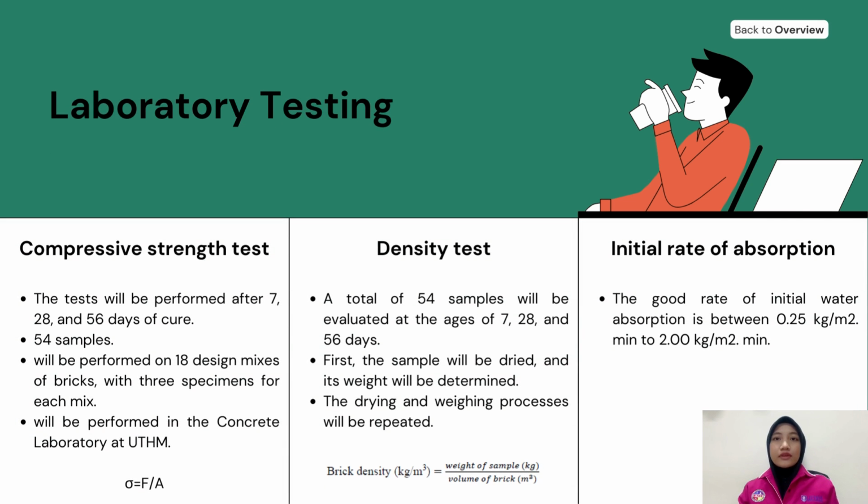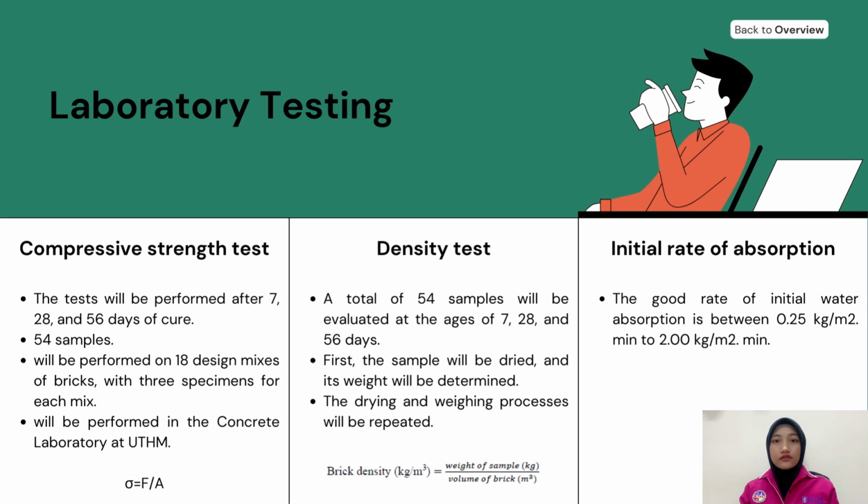Let's talk about the laboratory testing. There are 3 tests that will be conducted in this study, which are the compressive strength test, density test, and initial rate of absorption. For the compressive strength test, the test will be performed after 7, 28, and 56 days of curing. There are 54 samples, and it will be performed on 18 design mixes of bricks with 3 specimens for each mix for average data. It will be performed in the concrete laboratory at UTHM.